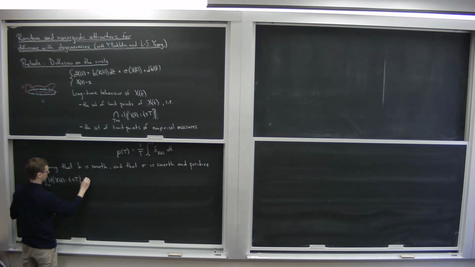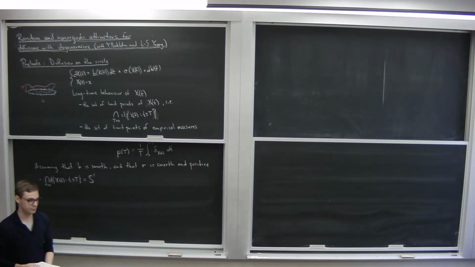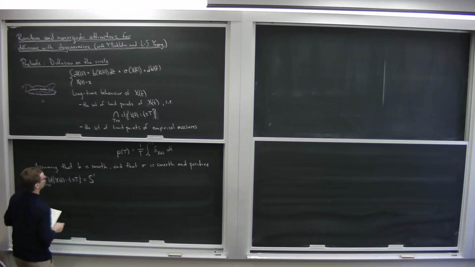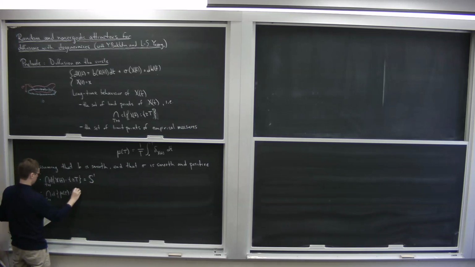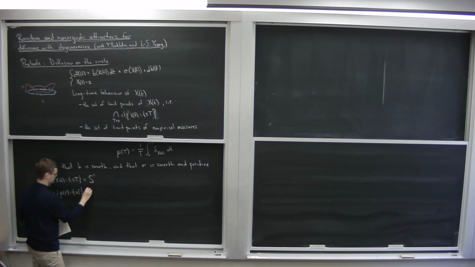That's just the whole circle. You keep exploring the whole circle for F. And the set of limit points of these empirical measures is a singleton.